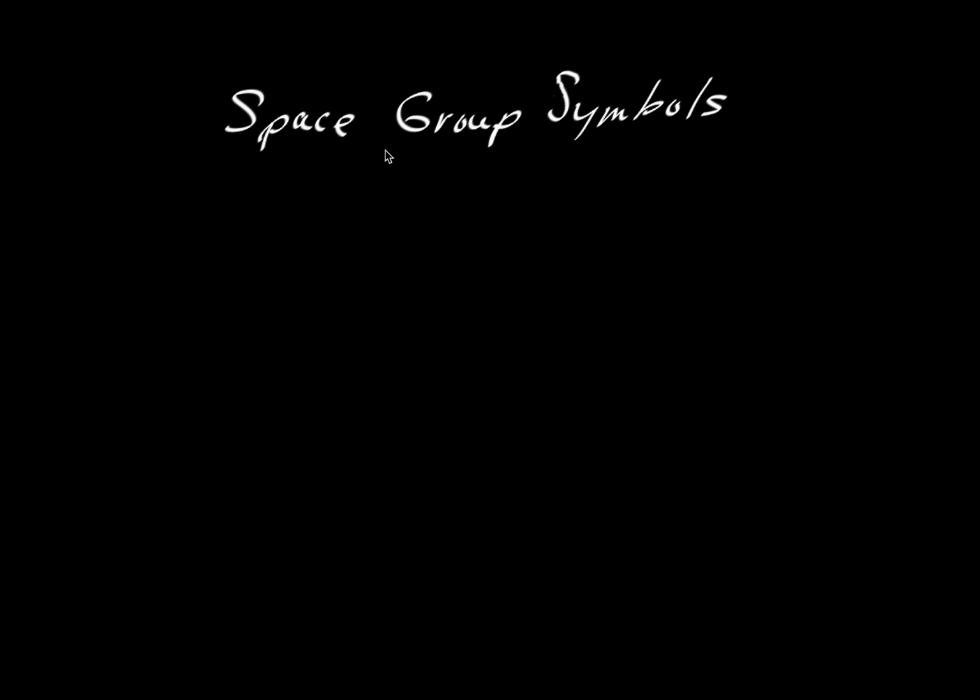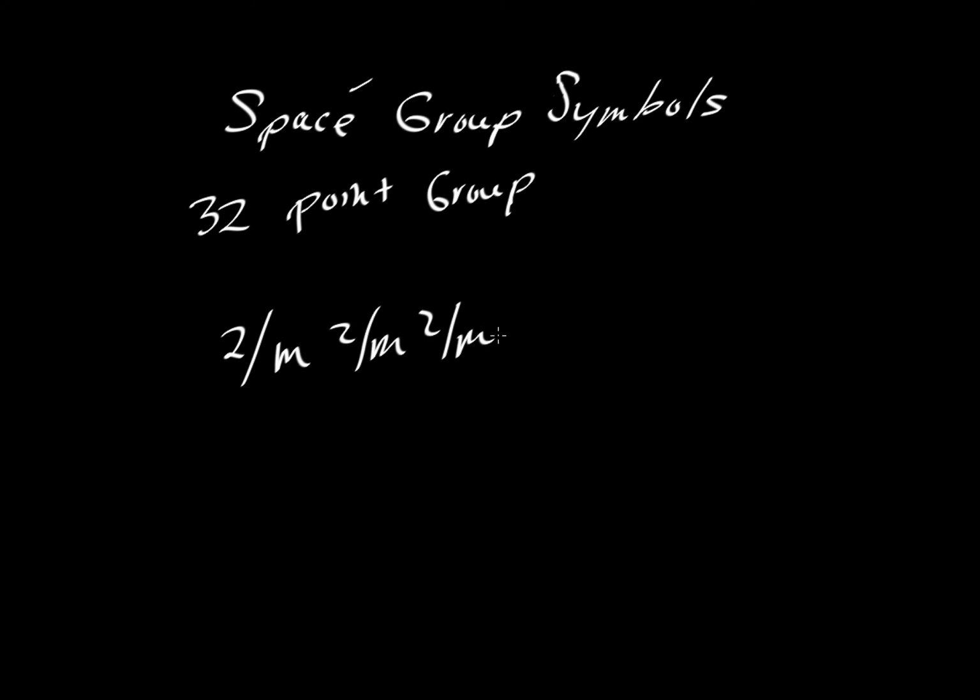So in this video, we're going to introduce the idea of space groups. In another video, we talked about the 32 so-called point groups. And what we're going to do is take a look at how translation affects those 32 point groups. One of the point groups, for example, is 2 over m, 2 over m, 2 over m.